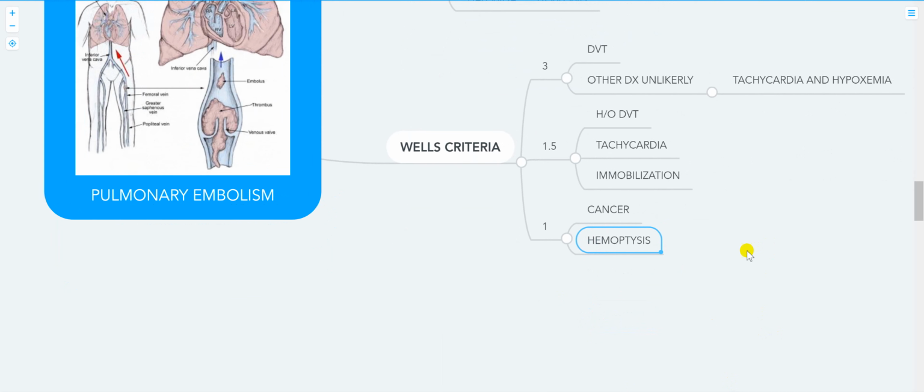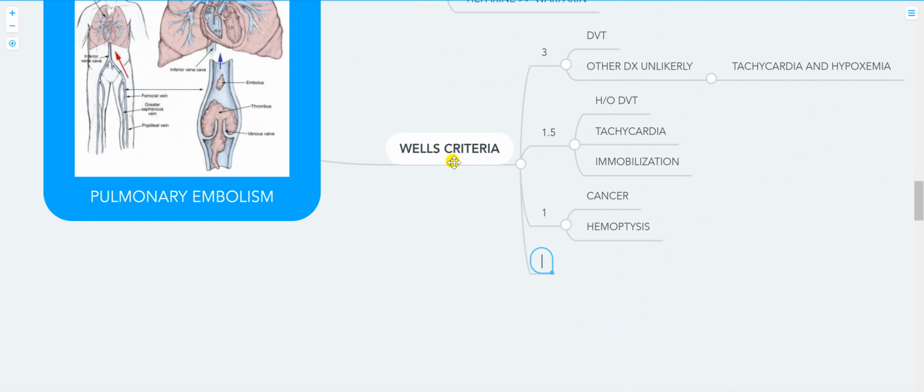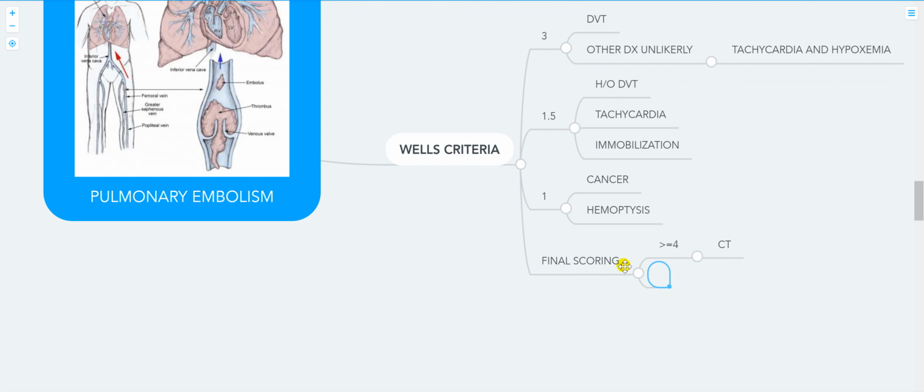Now for the final Wells score: if it's equal to or more than 4, then usually we go to a CT scan. If it's less than 4, then usually no CT scan. So these are the things that you want to consider in management of pulmonary embolism.